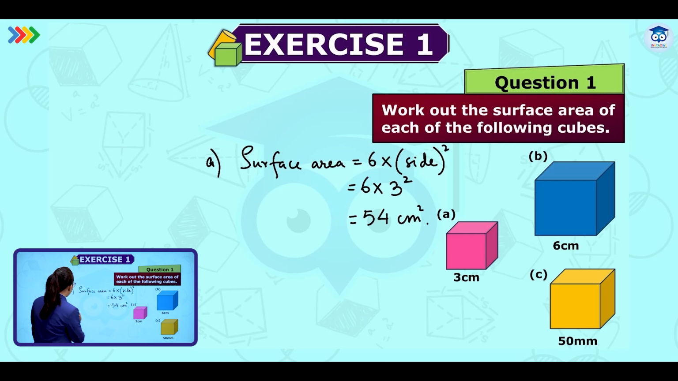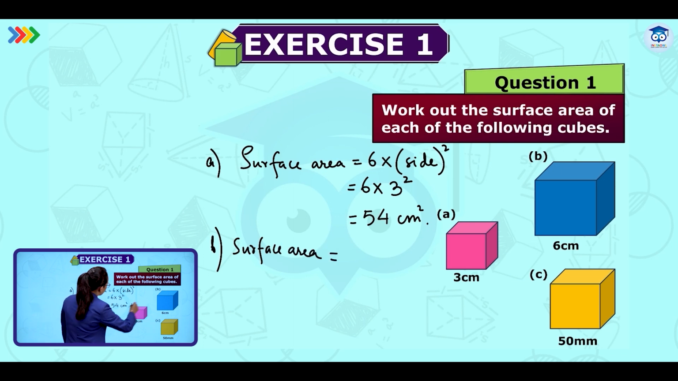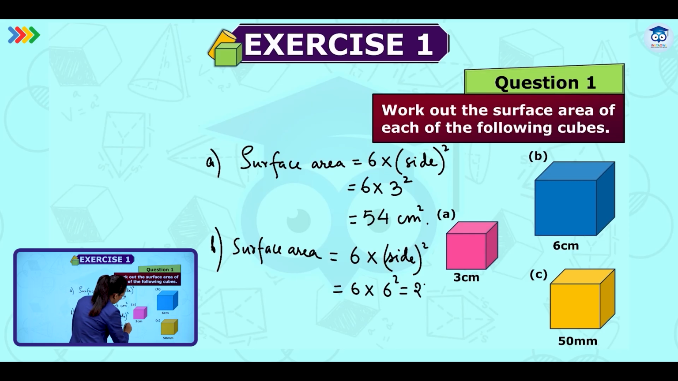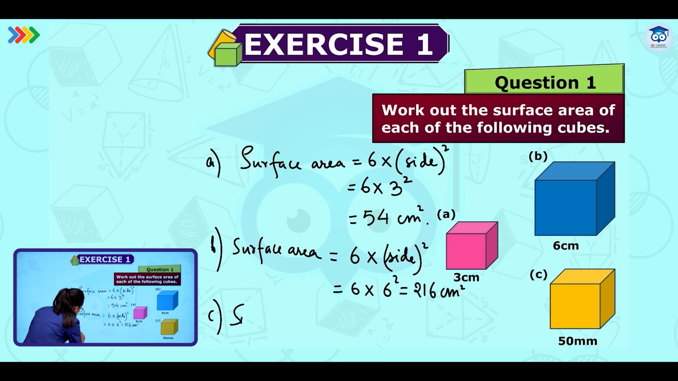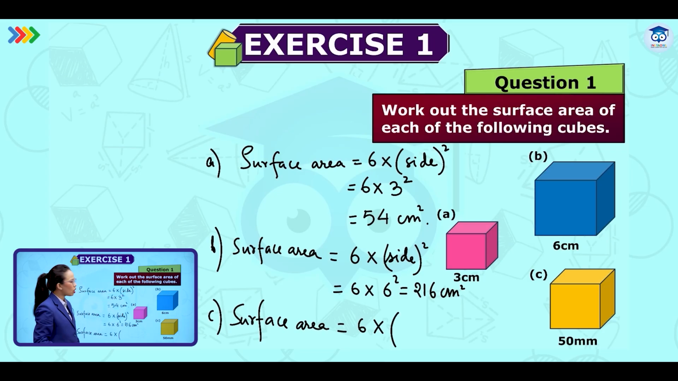Same way you can calculate the surface area for the others. For the next one, the second is 6, right? So we have 6 into side square. The side square here is 6 again, so 6 into 6 square. We know that this is 216, and the unit is centimeter square. And for the last one, the side is given in terms of millimeter. It's okay, we can have the area in terms of millimeter, or if you want to convert into centimeter, convert it and calculate it, that is also okay.